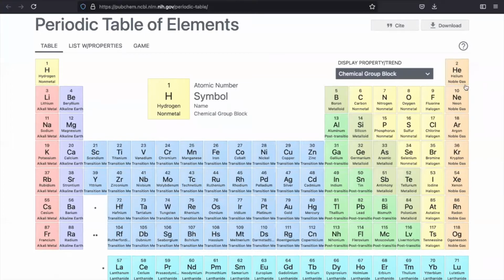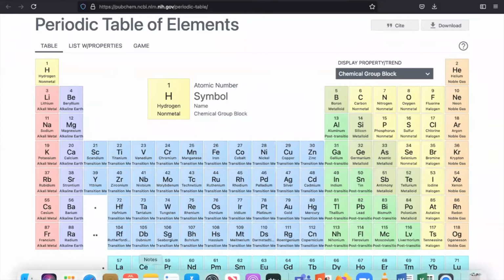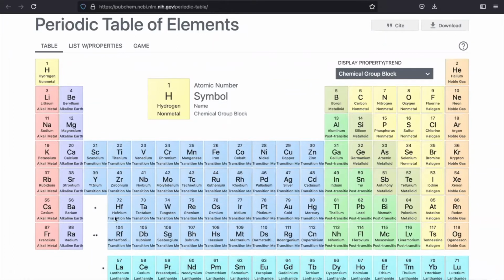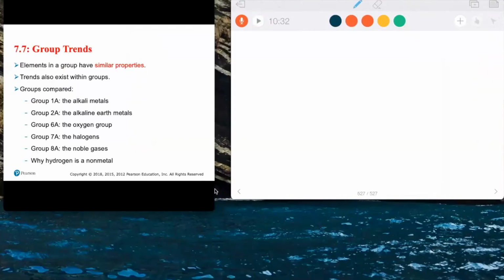These are the representative or main group elements. So when you look at the PowerPoint slide here, as far as groups 1A, 2A, 6A or the oxygen group, 7A, the halogens group, meaning salt forming, and the noble gases, those are the groups we will be using.